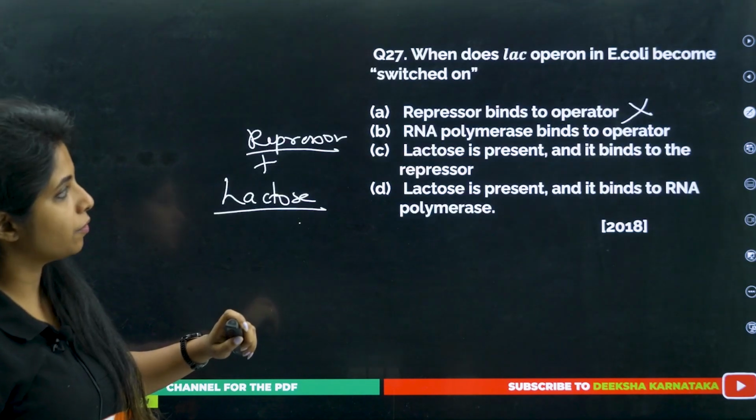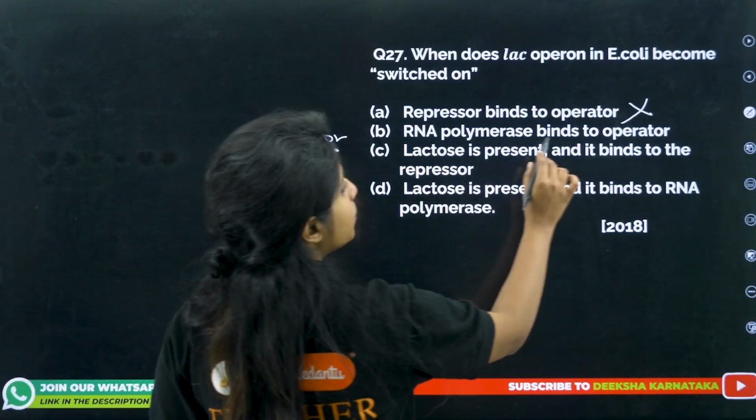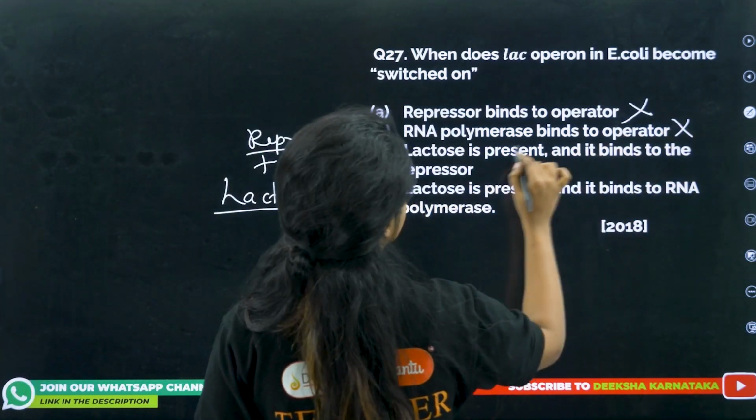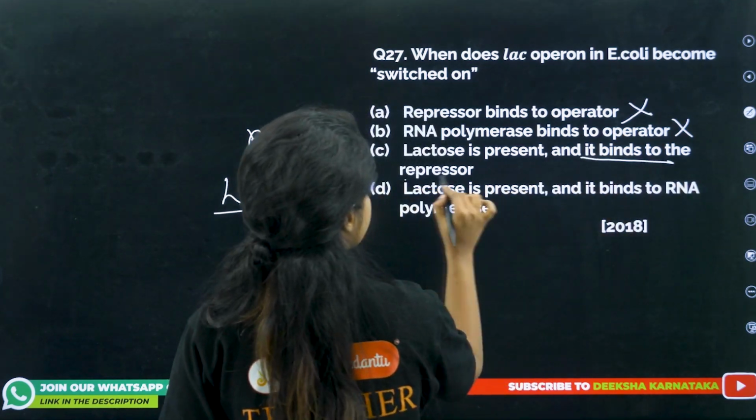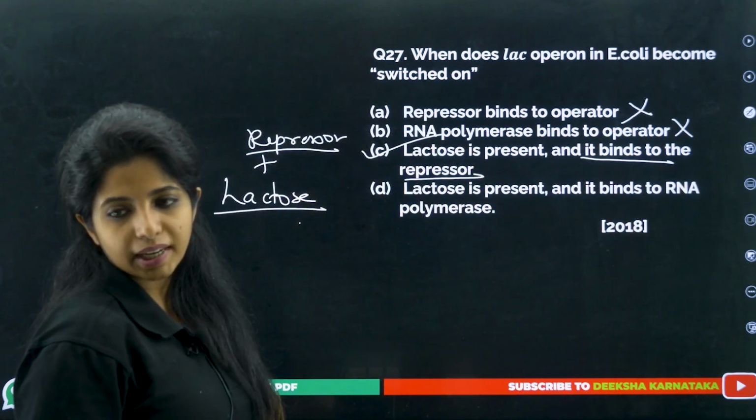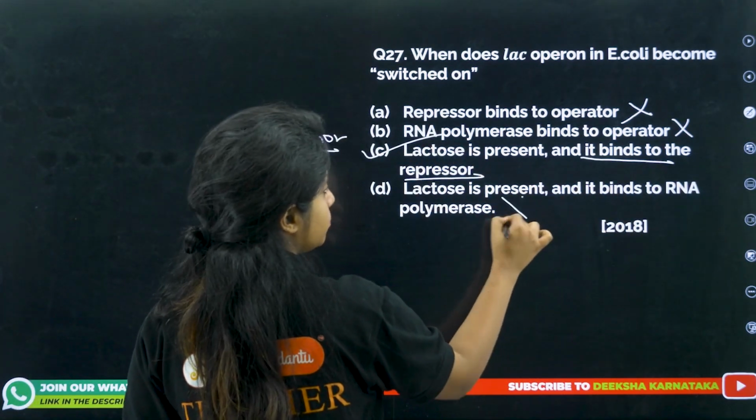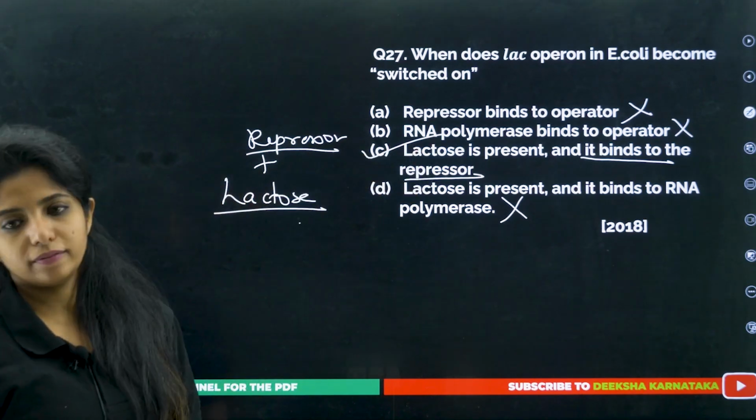Thank you, question, for making me remind this. Now, RNA polymerase binds to operator. No, my dear children, lactose is present and binds to the repressor. Okay, lactose is present, it binds to the repressor. No, children. This is the correct answer.